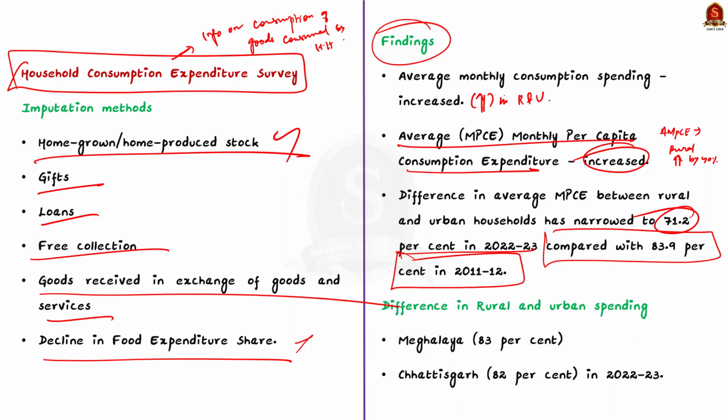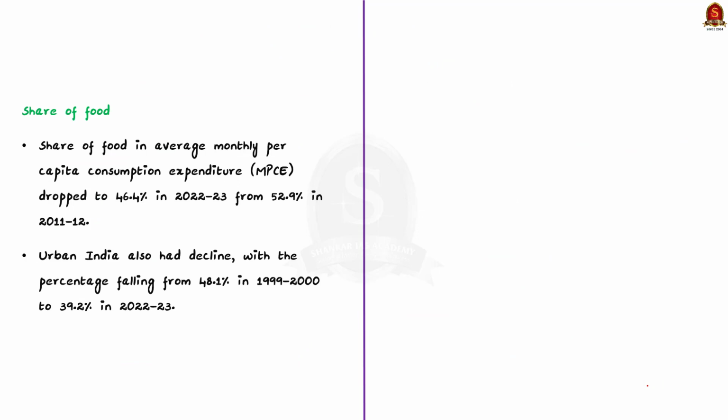See what this suggests: the rural consumption spending has risen more than the urban consumption spending during the said 11 years. And moreover, the rural-urban difference in the average monthly per capita expenditure is highest in Meghalaya, which is 83%, followed by Chhattisgarh, 82% in 2022-23. Now let us see the important changes seen in the spending on food. In the latest HCES survey, there is a notable decrease in the percentage of the total spending dedicated to food items among Indians.